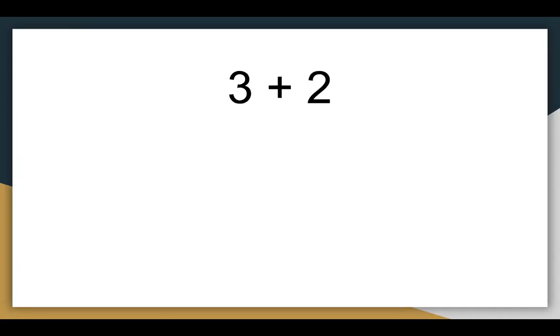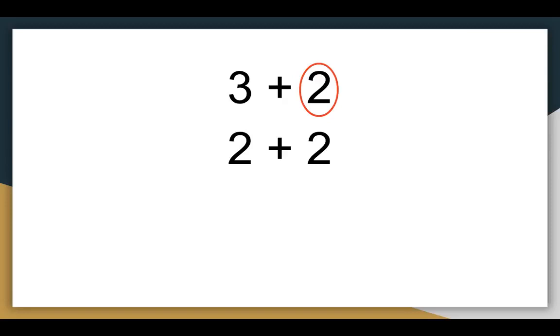Let's look at another example. 3 plus 2. So again, to do my adding with near doubles, I'm going to find my smaller number. Looking at 3 and 2, I know that 2 is my smaller number. So think about which doubles fact I would make to help me solve 3 plus 2. You're right, it's 2 plus 2.